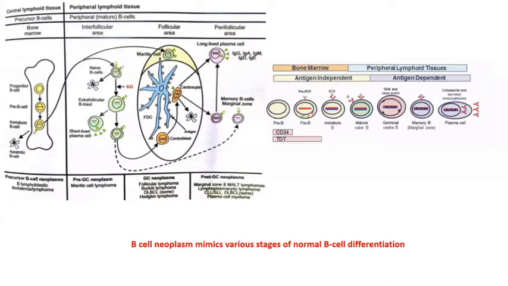It will differentiate into pre-B cell, and pre-B cell will differentiate into immature B cell. The neoplasm which arises from this progenitor cell is known as precursor B cell neoplasm. This neoplasm arises from the cells in the bone marrow, and the defect is in the differentiation or maturation. This immature B cell will move to peripheral blood where it is known as naive B cell.